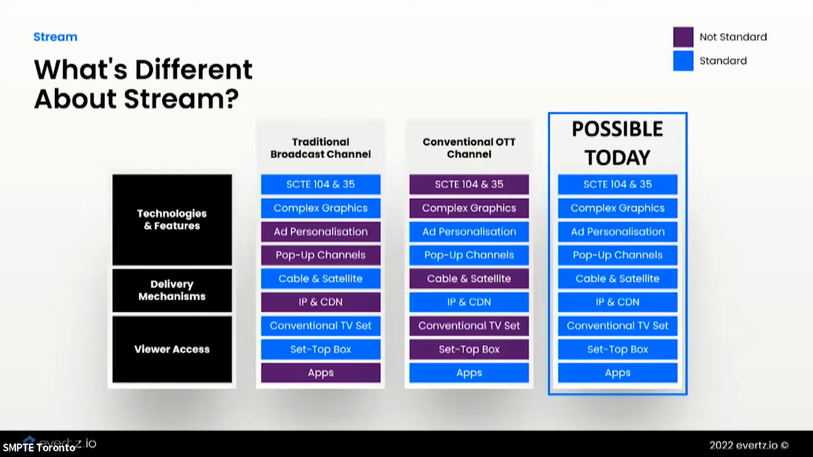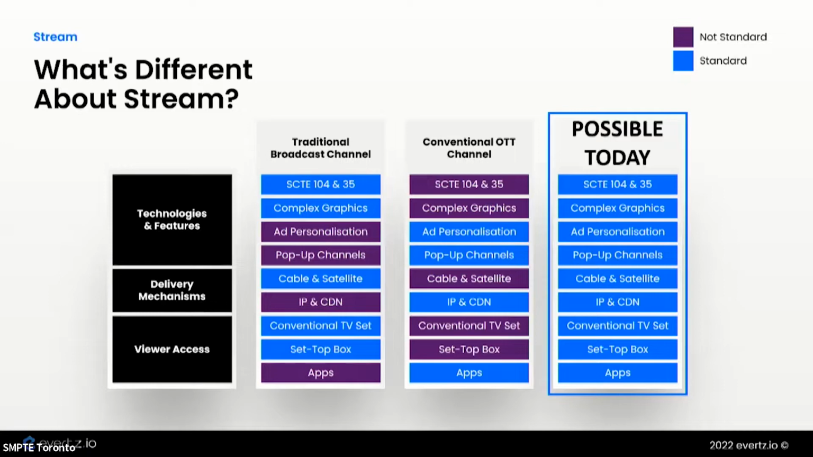So they would not have some of the more bespoke technologies, but they would have different newer technologies like ad personalization, pop-up channels, again, going back to that flexibility, distribution over IP and CDN, which we are getting into obviously on-prem with 2110 and compressed, and then tie into apps. So what we're focused on, and I'm sure others, is tying those two things together.